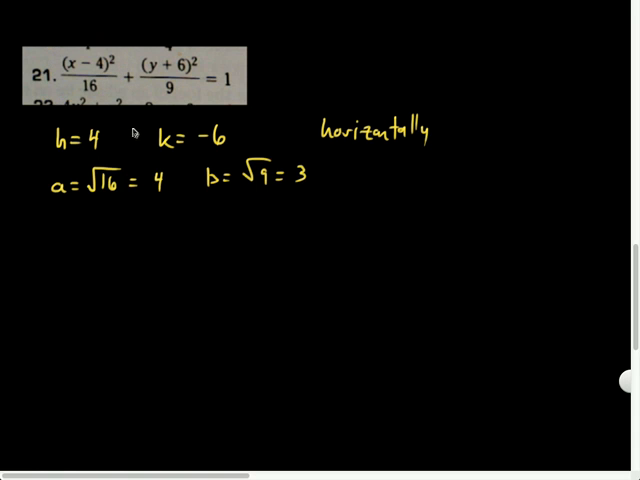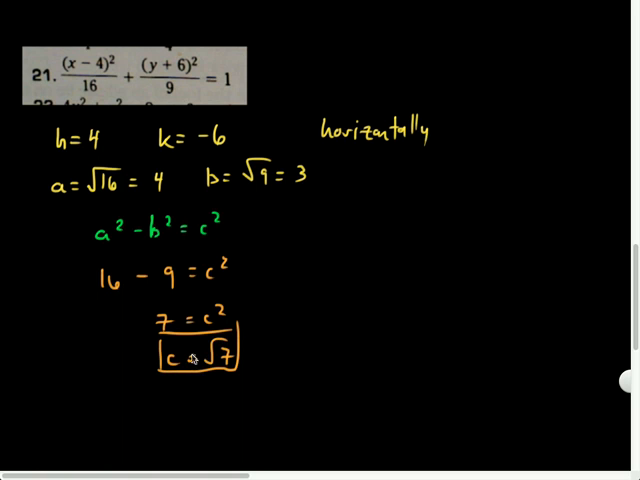Here we go. So let's find our value of c. a squared minus b squared equals c squared. So let's plug this in. a squared is 16, minus 9 equals c squared. So that's 7 equals c squared. So c is equal to the square root of 7. Technically, algebraically, c is plus or minus the square root of 7, but since c is representing a distance, I'm restricting it to just the positive version.